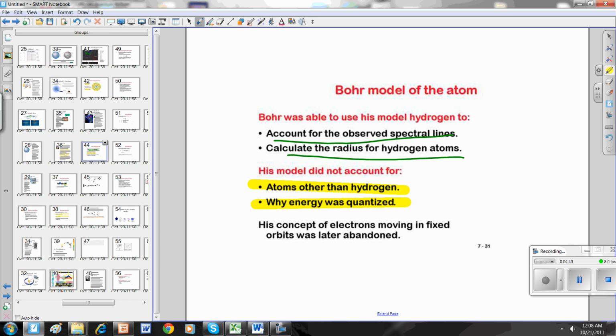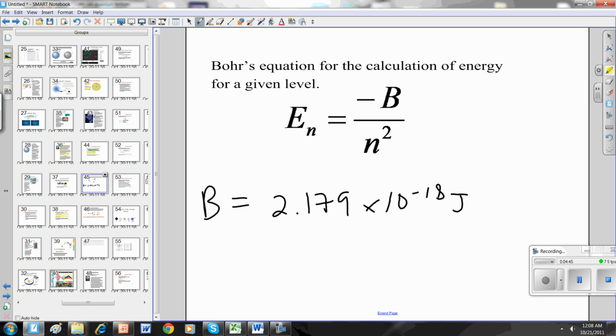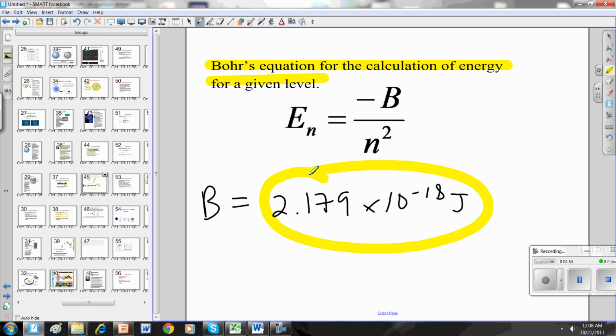So if you look, he came up with this equation right here. Calculation of energy for a given level. Simple idea. All you do is take B, which is a constant, 2.179 times 10 to the negative 18 joules, goes up on top with a negative sign. And then whatever energy level you're looking for, if it's the first one, obviously that wouldn't be that hard to calculate. It's going to be the same value, but let's say it was the second one, you put 2 here squared over the constant, and you get the value for that energy level.